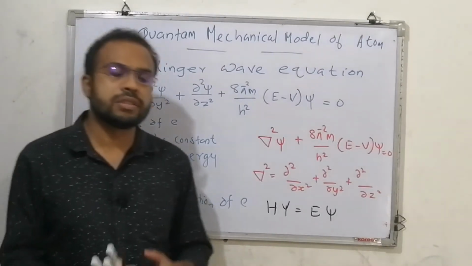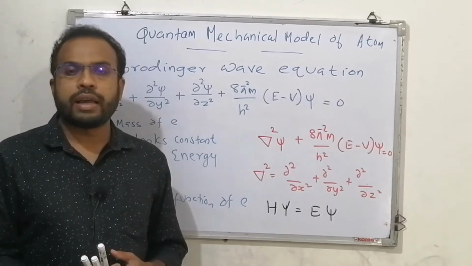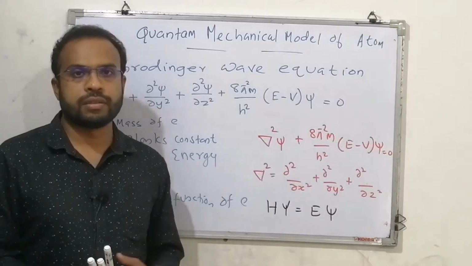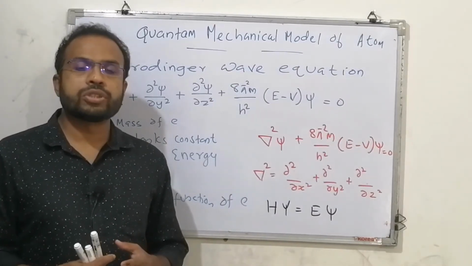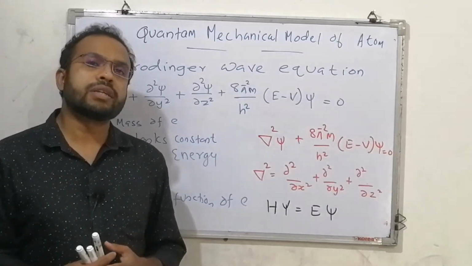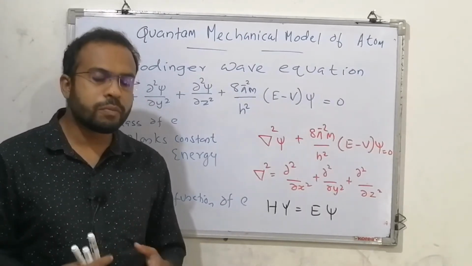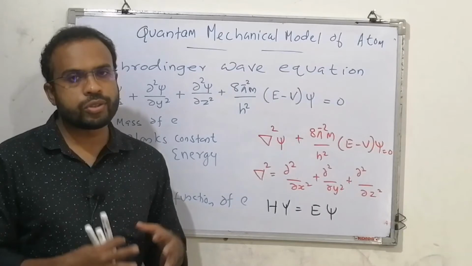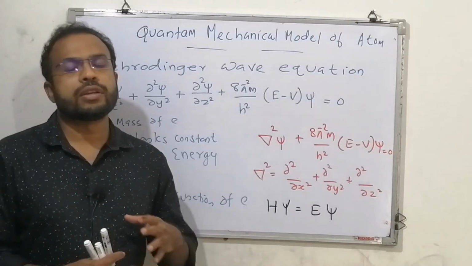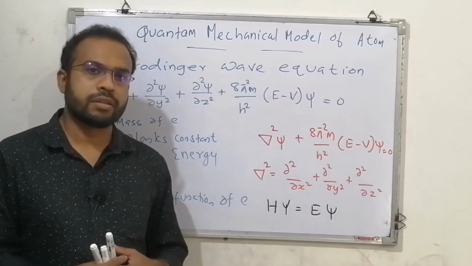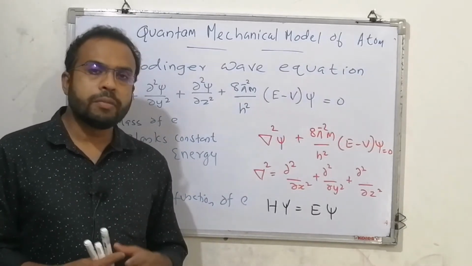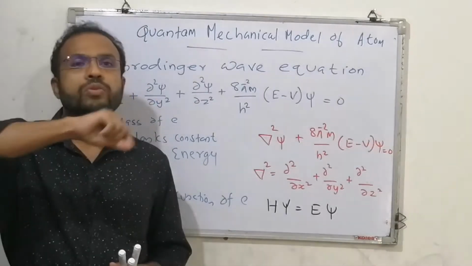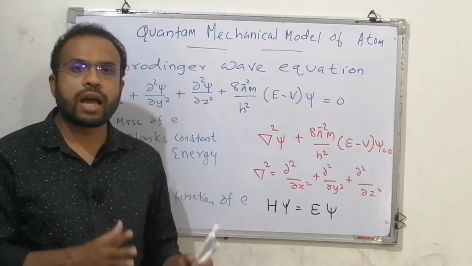Quantum mechanical model. This is a model where electron is a wave as well as a particle. Electron is not only a particle like in the Bohr model. In this model, electron has dual behavior. And therefore, in the Bohr model, we have discussed that electron is revolving around the nucleus. That does not happen here.